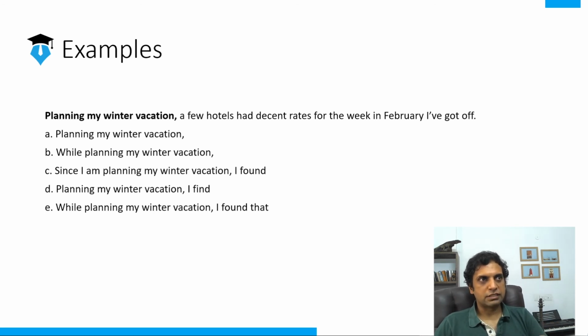So how do you solve this problem? You can't move the modifier to another part of the sentence because only the modifier is in bold. So therefore you can't put I after the modifier, or can you? There are options there. Let's see. So A is the same. It leaves the modifier next to the hotels, which is wrong. B says, while planning my winter vacation, a few hotels had, stop reading here, it's the same problem. The hotels are not planning my winter vacation.